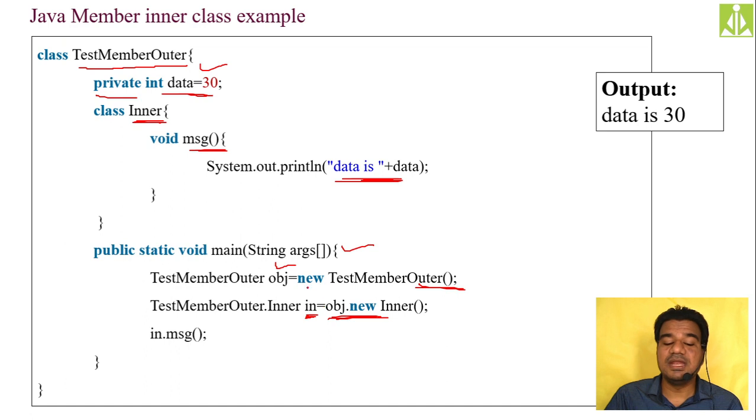And the inner class object reference will go something like this: outer class name followed by the inner class name, followed by the object name, then obj.new, then the constructor of the inner class. You only need to call the constructor of the inner class directly. Like this you can call. Hopefully you understood this concept. So let's see this practically, how these member inner classes will work.